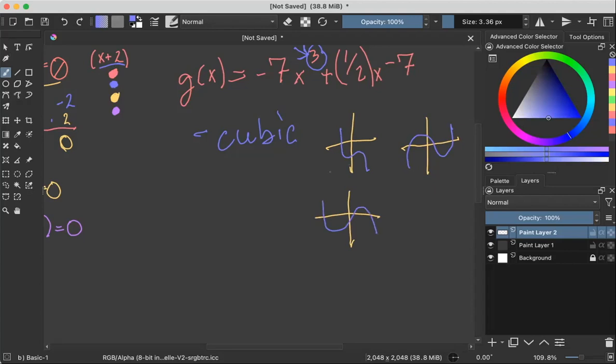You see how this one doesn't touch, the turning points don't touch the x-axis at all, while these two do. So we can count it: 1, 2, 3, and 1, 2, 3. Well, this one only has one contact.